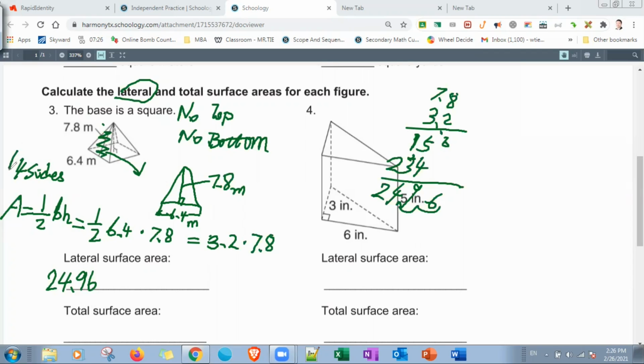Remember, we have 4 different sides. We're talking about earlier. 4 sides. That's the lateral area. So you find lateral area, you find one side, then you multiply by 4. That's times 4.